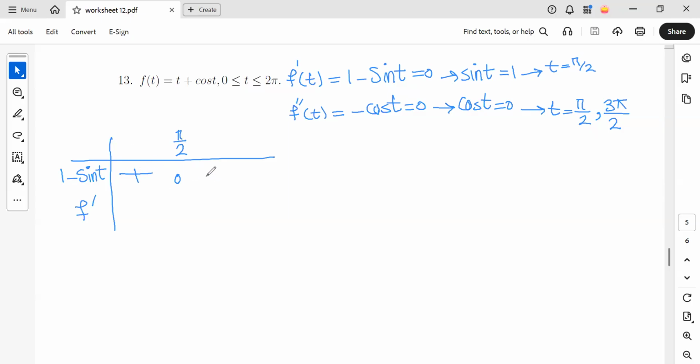The sign is enough. After that, between 0 and 2 pi, but more than pi over 2, you can just pick an easy one like pi. We know that sine of pi is 0, so 1 minus 0 is still positive. So it is increasing and also increasing. It means that you don't have any maximum or minimum here. But the point is important. So pi over 2, if you plug in here, you get pi over 2 plus cosine of pi over 2, which is 0. So pi over 2 will be the answer.